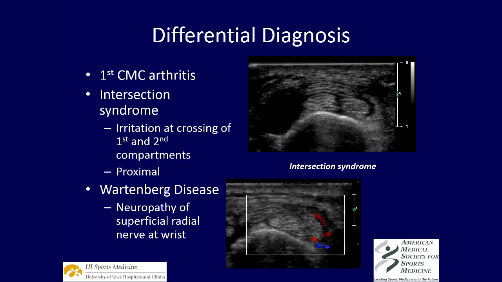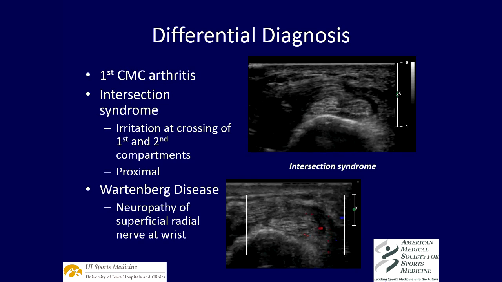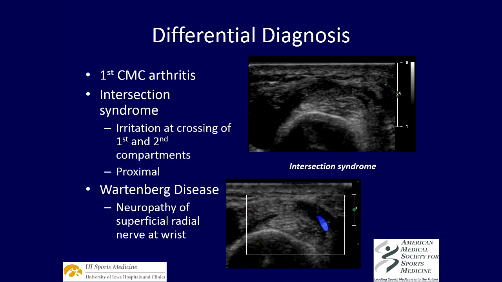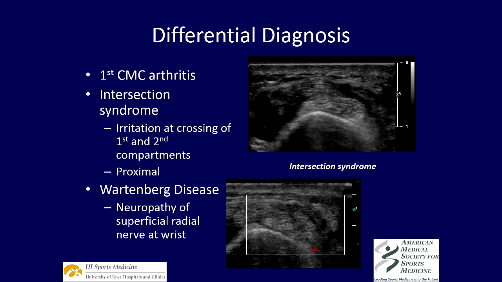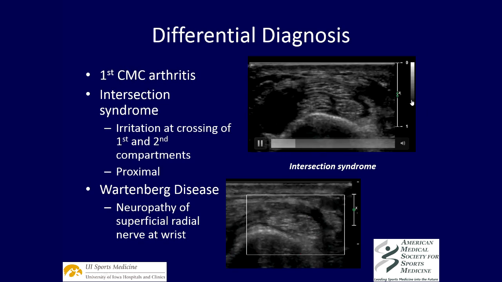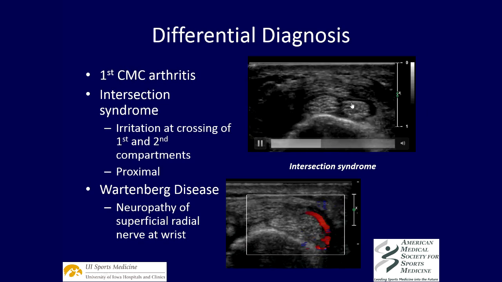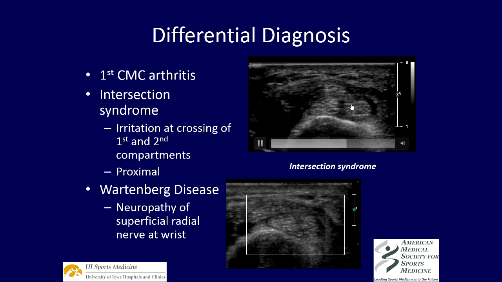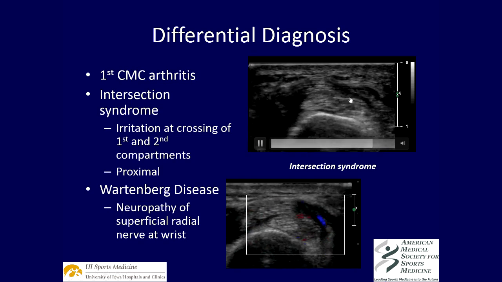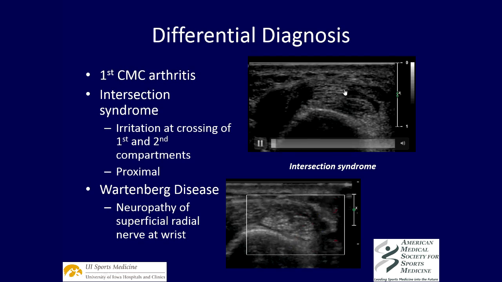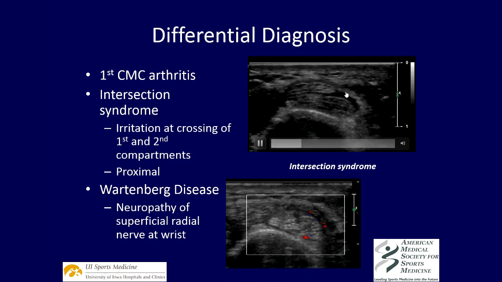There is also another intersection syndrome at the crossing of the third and second dorsal compartments that occurs more distally into the hand. In this image here, we can see where the first and second compartments are crossing over each other, as well as some slight hyperechoic tissue forming right at this interface between.